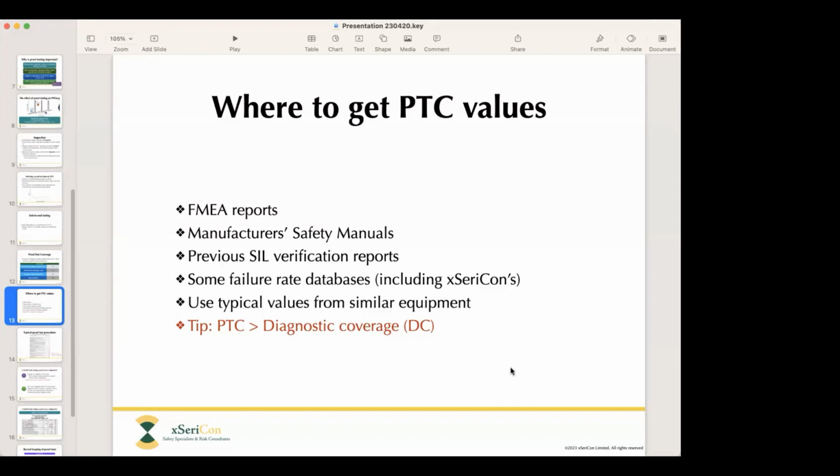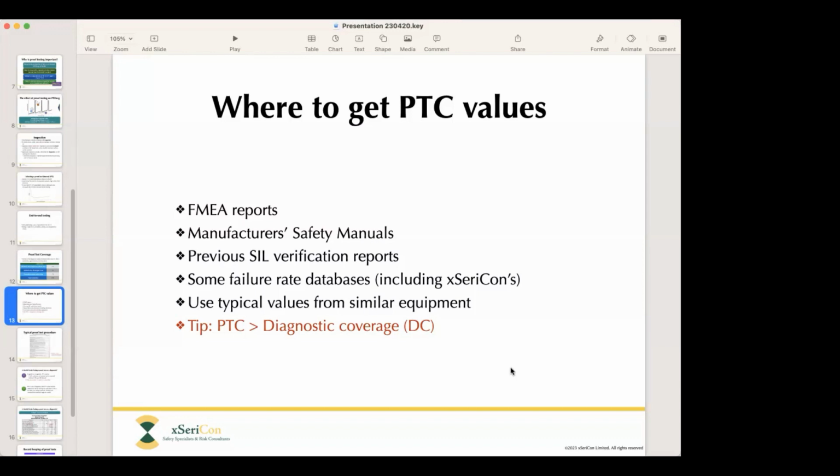And that's probably the soundest method of coming up with an accurate and defensible value for the proof test coverage for a device. And you'll find that a lot of manufacturers make their FMEA reports available. You can often request them from the manufacturer or even download them from the website. That information may also be provided in the safety manual that should be provided by the manufacturer for all equipment that is intended for use in a SIL-rated application.